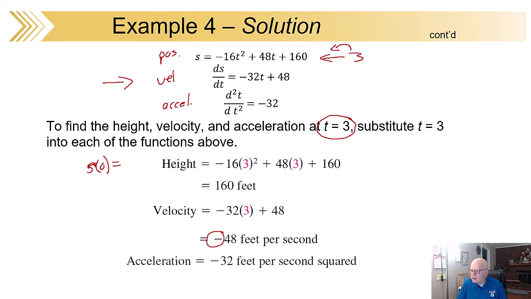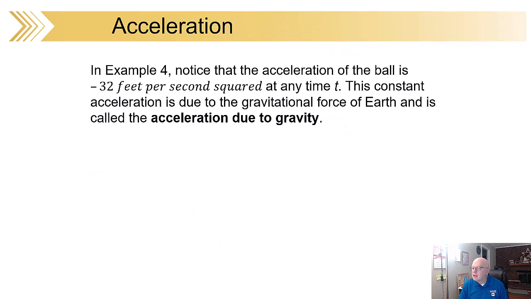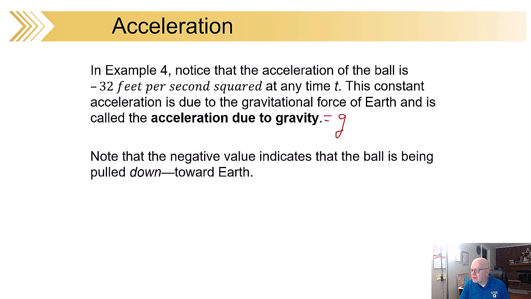How about acceleration? Well, that's pretty easy. There is no t involved here. The acceleration is negative 32 feet per second squared, period. That's it. So g is the acceleration due to gravity. That's what physicists use, and I know that because I taught physics. Note that it's negative. That means the ball is being pulled down toward the earth. Negative 32 feet per second squared. I got a little bit carried away there.